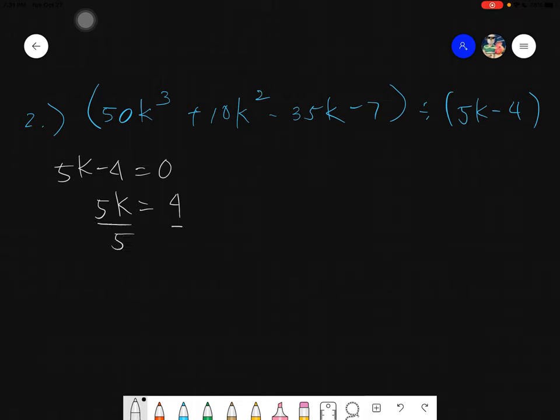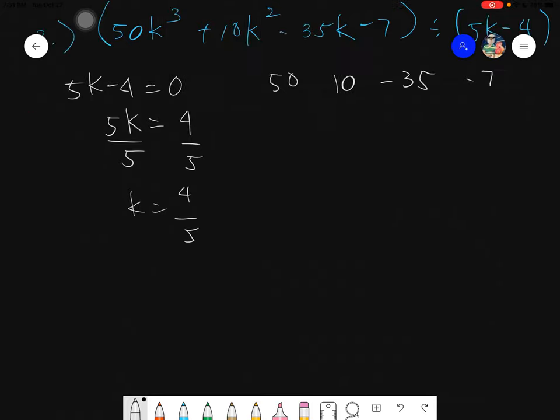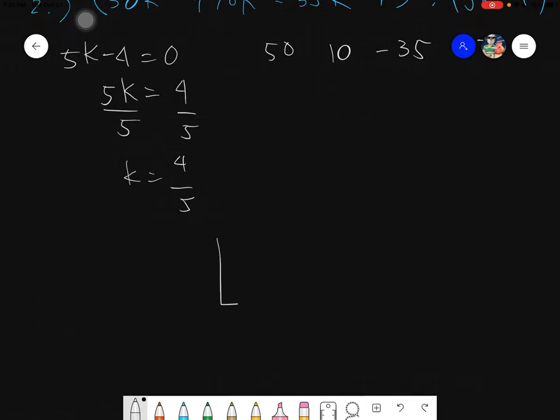So, this is 4, and then divide both sides by 5, x is equals to 4 over 5. Having this, let's go to the dividend, take the numerical coefficients. You have 50, you have 10, you have negative 35, and then you have negative 7. Now question, since wala yung missing term, kasi you will notice cube, squared, 1, and then of course the constant, therefore you're already good. Then proceed immediately to your synthetic division.